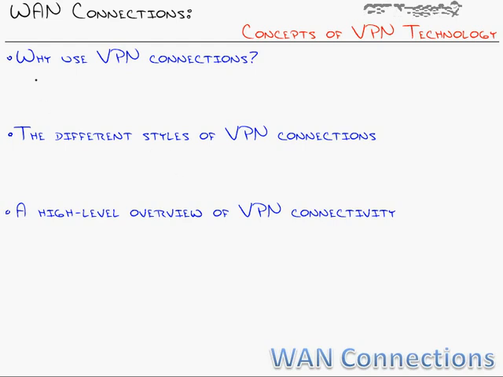In here, we talk about why to use VPN connections. And to review, we use VPN connections because they're cheaper. They allow more flexibility. You can connect to more places, and you can just use your existing internet connection to make that happen. We looked at the different styles of VPN connections, which were divided into site-to-site and remote access VPNs, where remote access is seeing the most evolution right now as we move into technologies like web VPNs. Finally, we looked at a high-level overview of VPN connectivity and talked about the IPsec protocol suite that allows VPNs to happen.